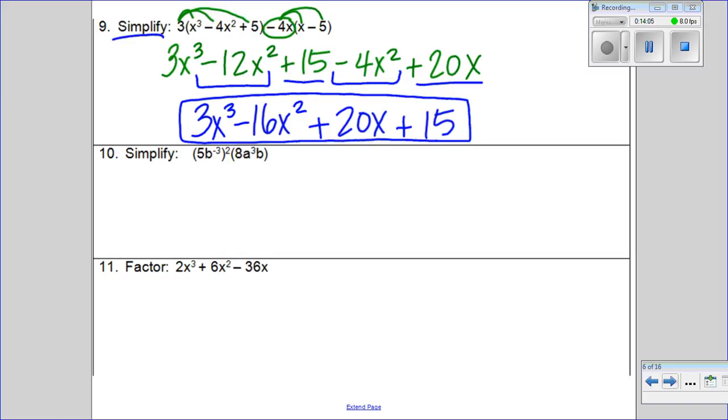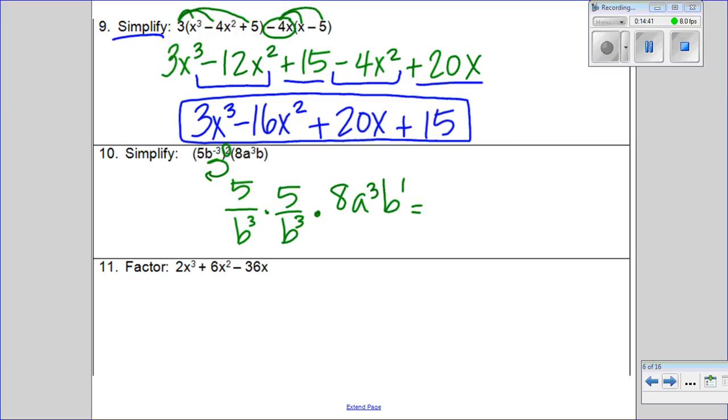Number 10, we're going to simplify. This time I have to remember my exponent rules. So I have b raised to the negative third. It is unhappy up there, so remember we bring it down to the denominator. So I'm going to rewrite this out: 5 over b to the third, and I have to stamp that out twice, times 5 over b to the third. All of that times 8 a to the third b. It has a 1 next to it.